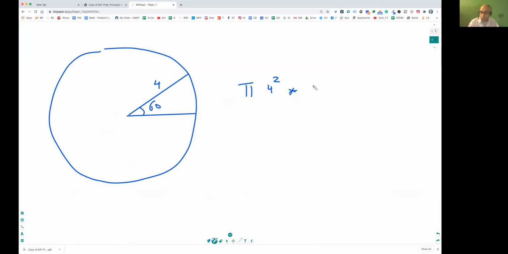And now what you're gonna do is, again, write down the same ratio. This degree over 360, right? So you're gonna write down 60 over 360. So now you've got pi times 16 times 60 over 360. Okay, and then you need to know your fractions.